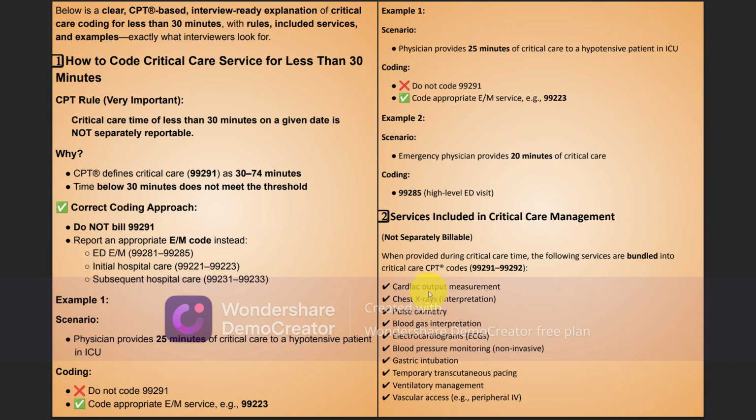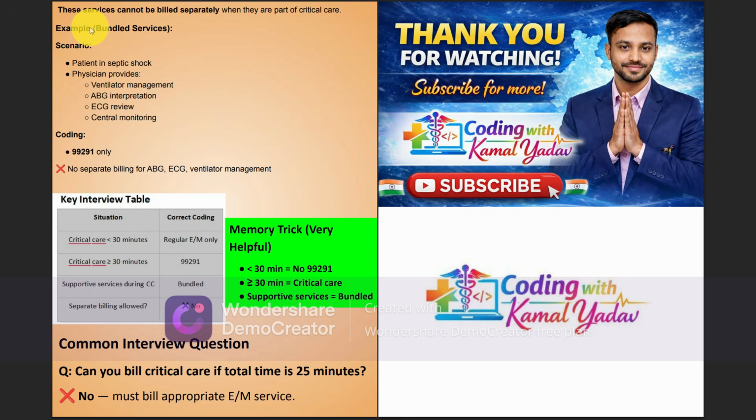What are those? Cardiac output measurement, chest x-ray interpretation, pulse oximetry, blood gas interpretation, electrocardiogram, ECG, blood pressure monitoring, non-invasive gastric intubation, temporary transcutaneous pacing, ventilatory management, or vascular access like peripheral IV. These are all a part of the critical care, so we can't code them separately. These services cannot be billed separately when they are part of critical care.